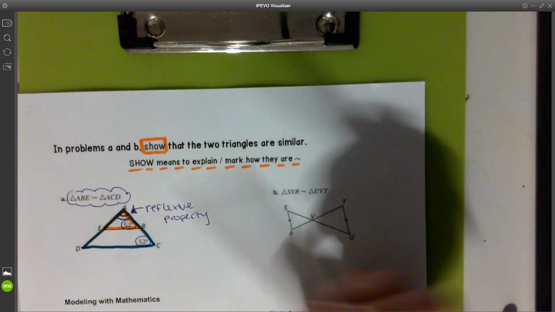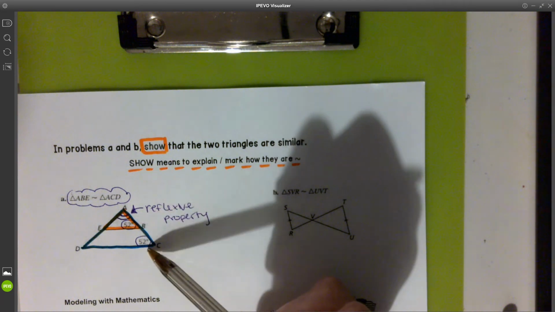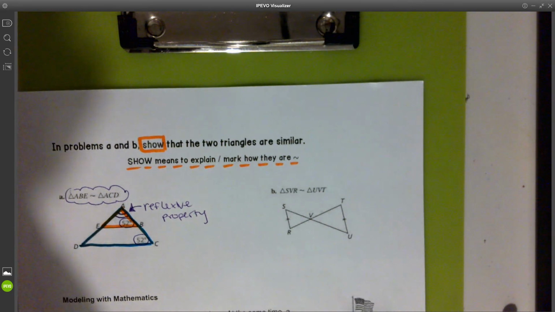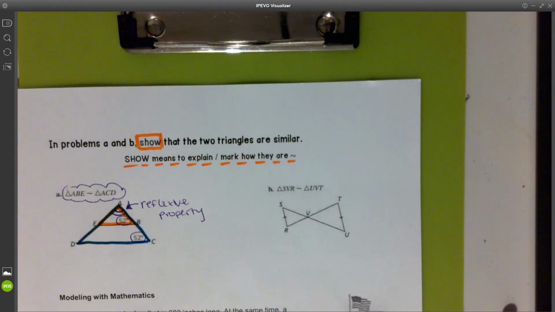So I should see on your paper that you showed me the one pair by circling them and the second by putting that curve marking with the justification. All right, let's look at letter B. Letter B again, both are similar. And now we're looking at our diagram.